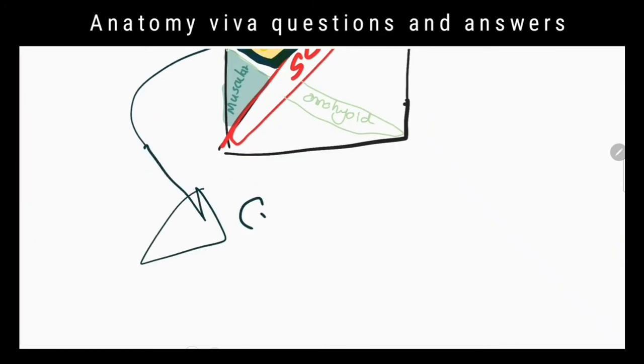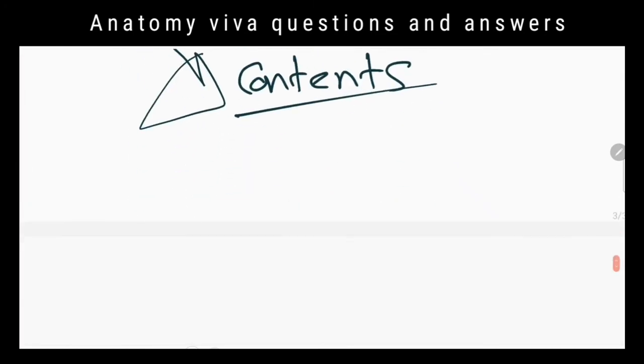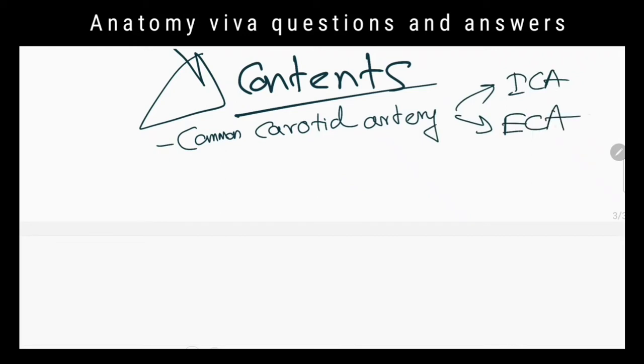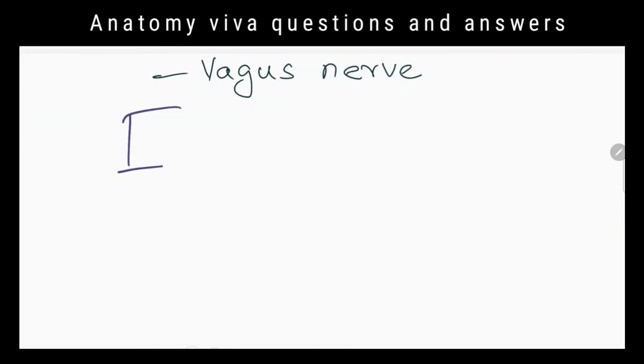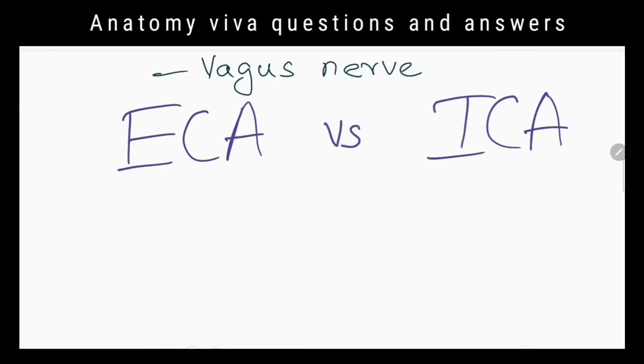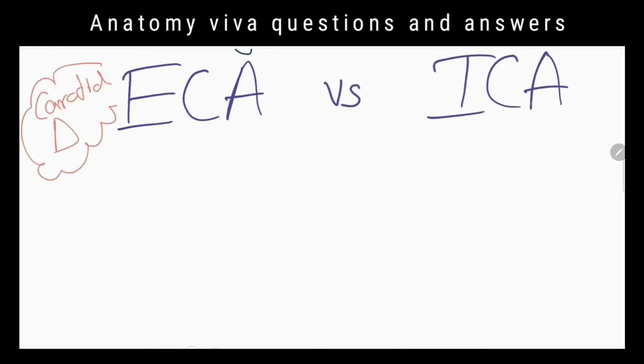What are the contents of the carotid triangle? The common carotid artery, which bifurcates within the carotid triangle into external and internal carotid arteries, internal jugular vein, hypoglossal nerve, and vagus nerve. How can you differentiate the external carotid artery from the internal carotid artery within the carotid triangle?